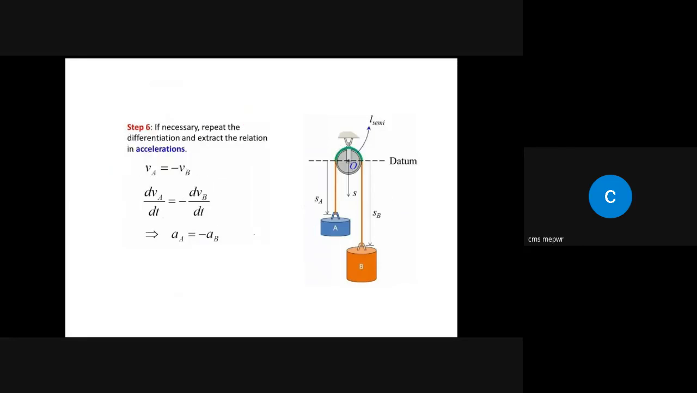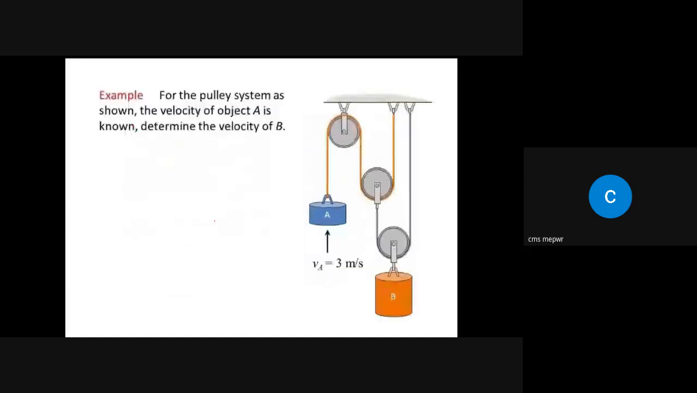What about the other step? If you want to find the acceleration, we can go through step 6. If necessary, repeat the differentiation and extract the relationship in acceleration. So again, take the time derivative of the left side and of the right side. When you do so, you will get the acceleration of particle A and the acceleration of particle B. These are the few steps which we need to follow throughout our lecture for absolute dependent motion. Now, to better understand what we have studied so far, let's consider an example.